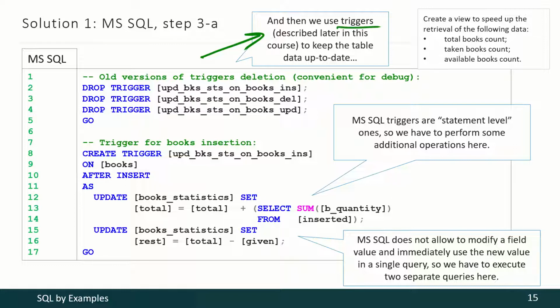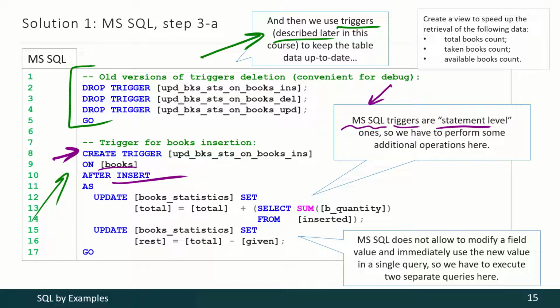We create triggers. First we have to drop old versions of our triggers, and then we have to create new ones. This trigger will react to books insertion. Unlike with MySQL, where a trigger is executed for each line of a table, in Microsoft SQL Server any trigger is executed for the whole statement at once.